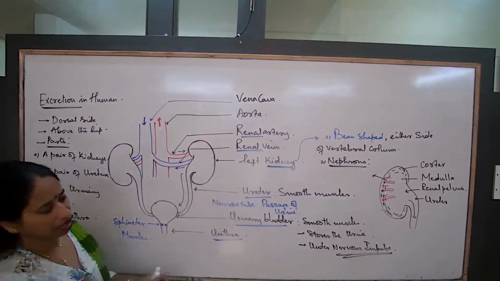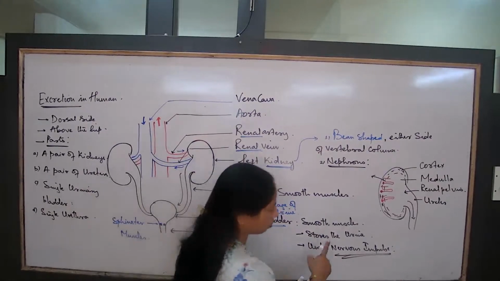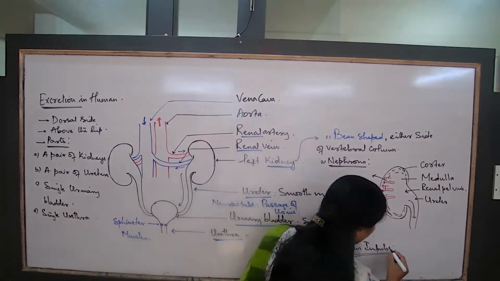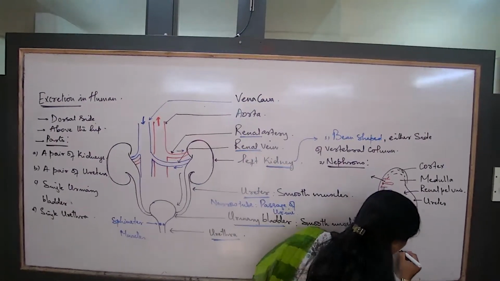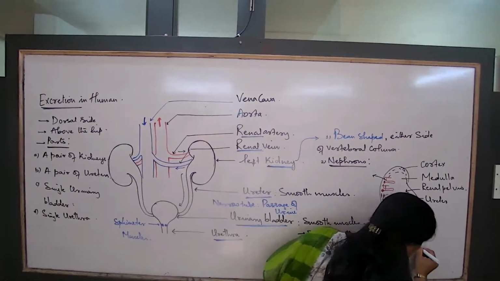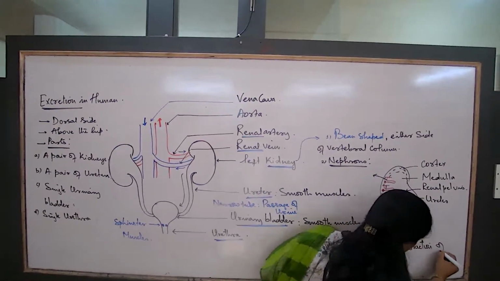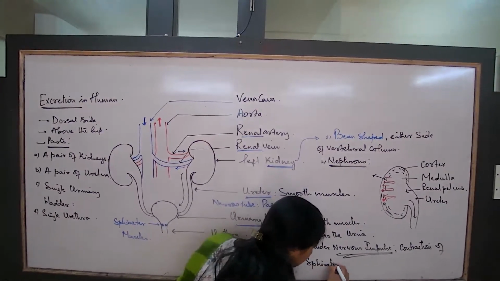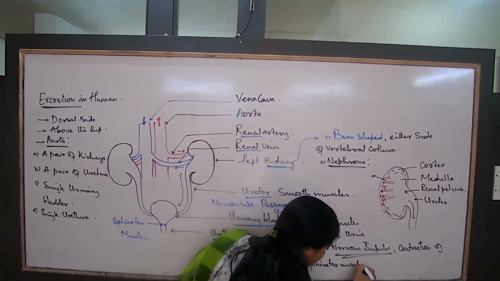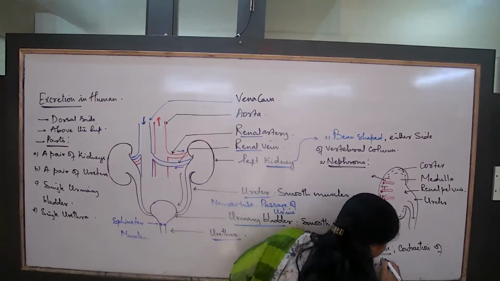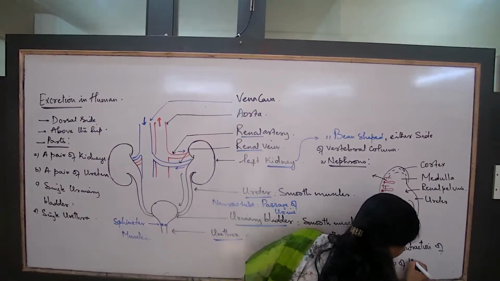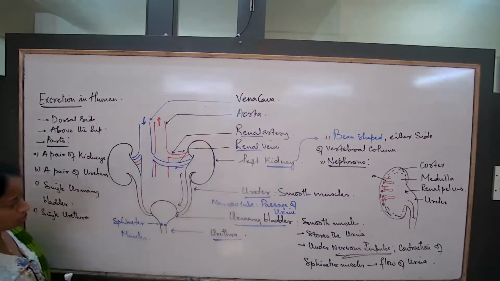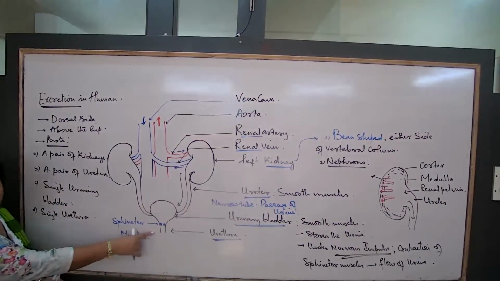So what is about the urinary bladder to remember? It is made up of smooth muscles. It is storing the urine for a short period of time. And under the nervous impulse, the contraction of the sphincter muscles takes place. And these sphincter muscles will allow the flow of urine. From where to where? Flow of urine from the bladder to the urethra and out of the body.